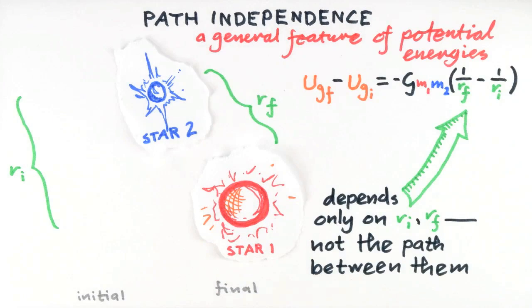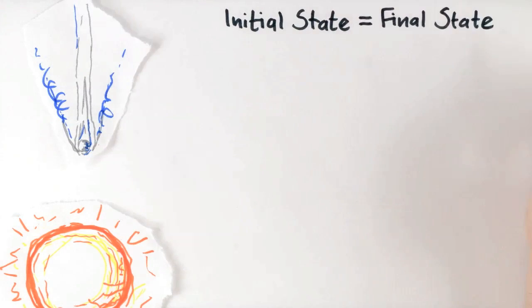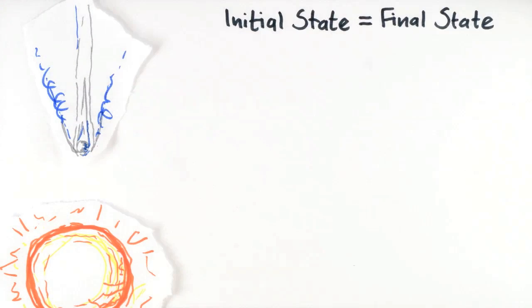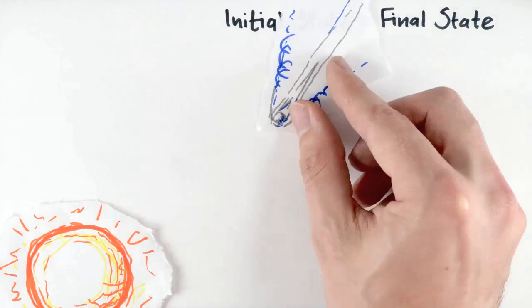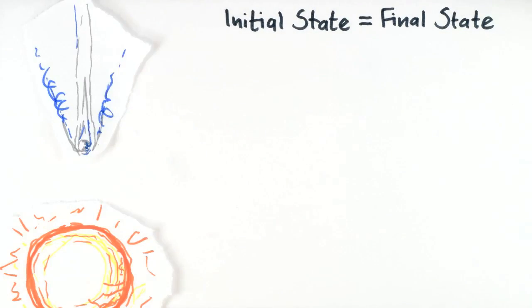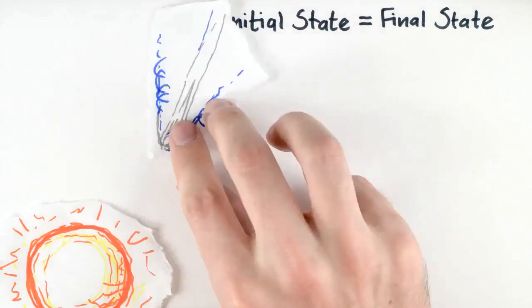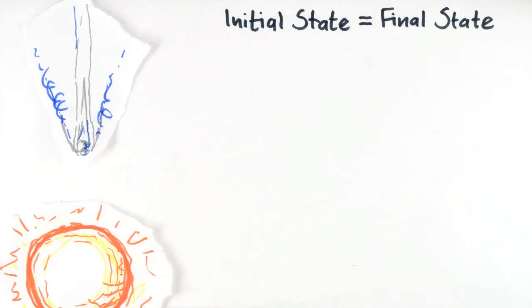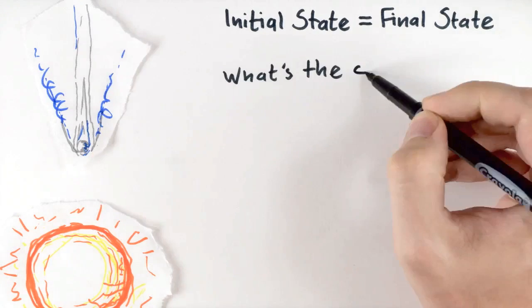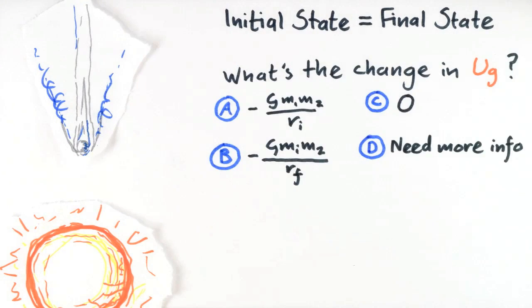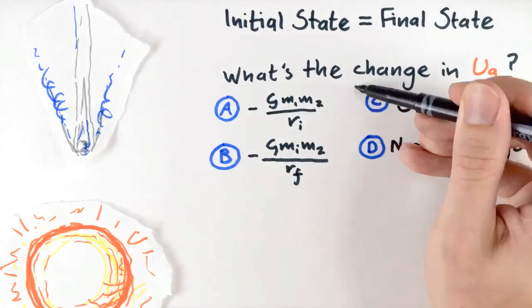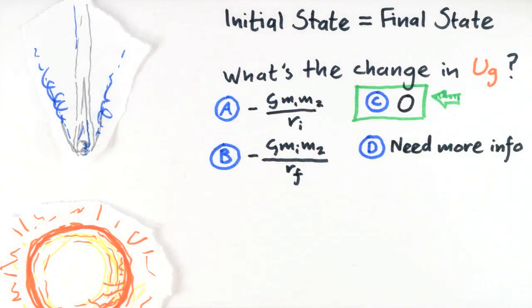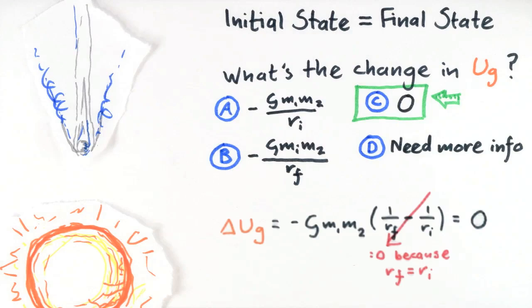Now a special case of this is the following, where the initial state is the same as the final state. Again, one can imagine an infinite number of ways this can happen. Here's a question for you. What is the change in potential energy here? The answer is 0. Formally, we can work this out and we see that the expression is 0. This has to be true for any path, so in general, we say that for any round-trip path, the change in potential energy is 0.